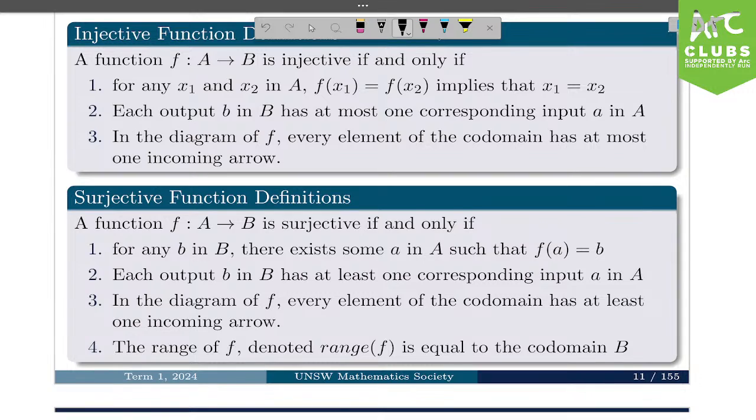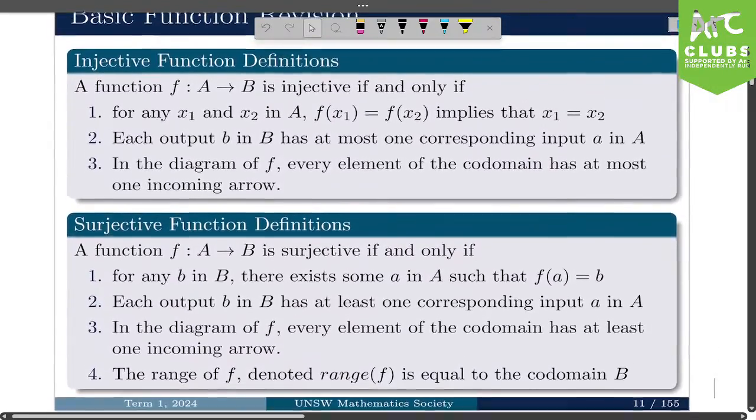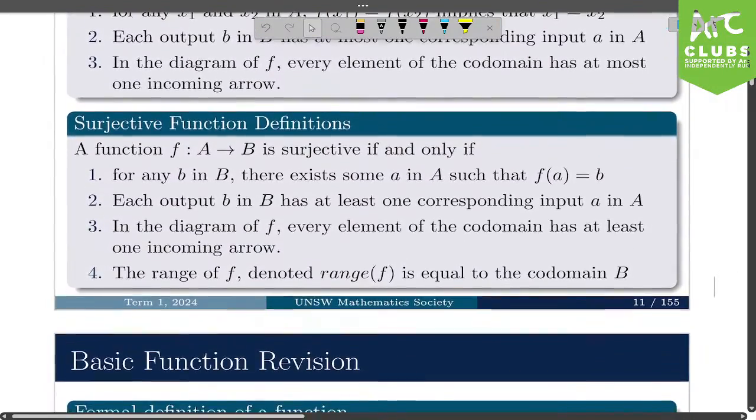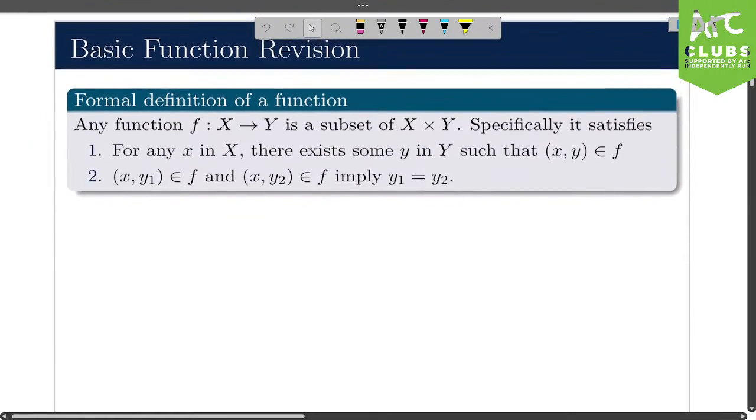And lastly, the range of F is equal to the codomain B, right? So essentially that just means that the set of values that you get from running the input values through the function is equal to the codomain, right? So any element of the codomain has a corresponding input in the domain.